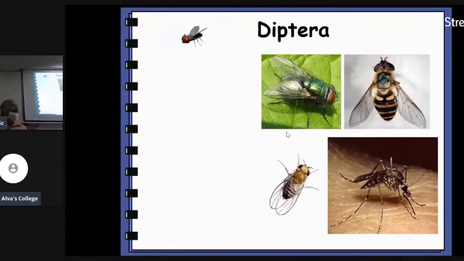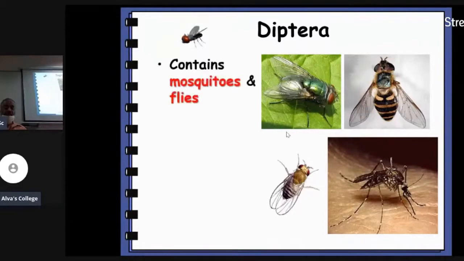Then we move on to another group of insects, and they're also very important because they transmit human diseases. So you must see here the two wings, and the hind wings are modified into dumbbell-shaped structures called halteres. They all belong to the order Diptera, which includes mosquitoes and houseflies.